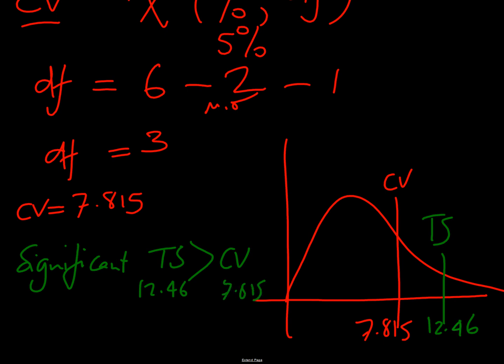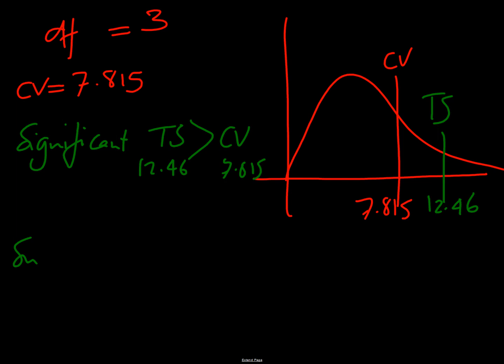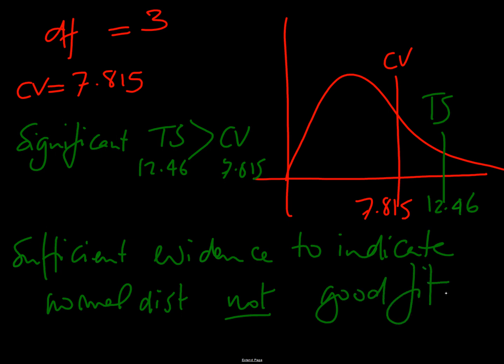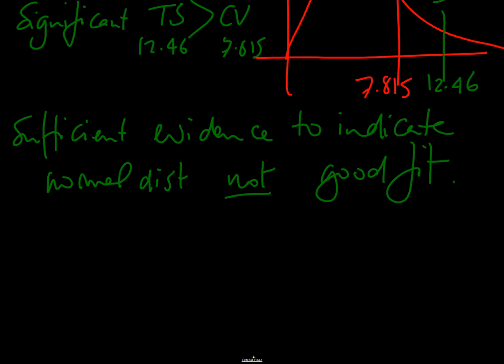So what are we saying about that? We have sufficient evidence to indicate that the normal distribution we've got here is not a good fit. So that's the first part. Then they've asked us to comment. So we've reached a clear conclusion. Now they've asked us to comment on this.